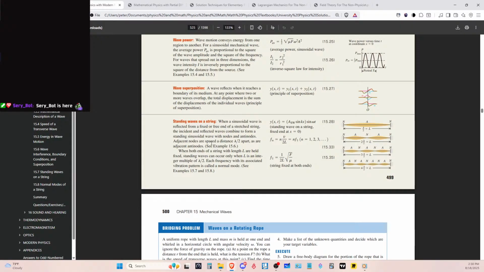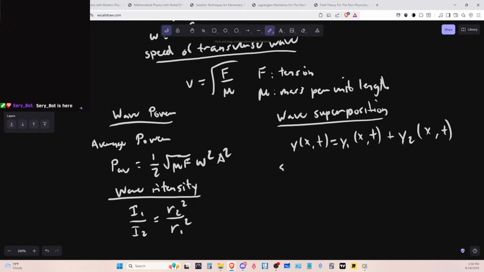Okay, and the last part is standing waves on a string. Okay, so standing waves on string. We'll just shorten that.